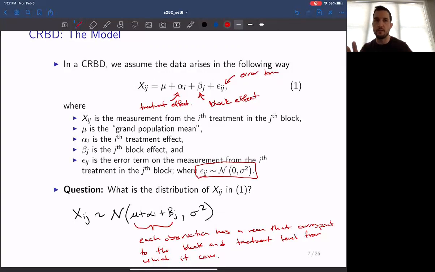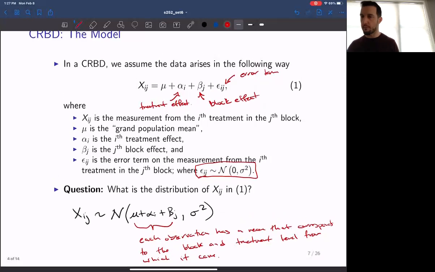Does that make sense? Does anyone have any questions at this point? Can you say that last part again? Yeah, so let me just try and draw it because that might help.